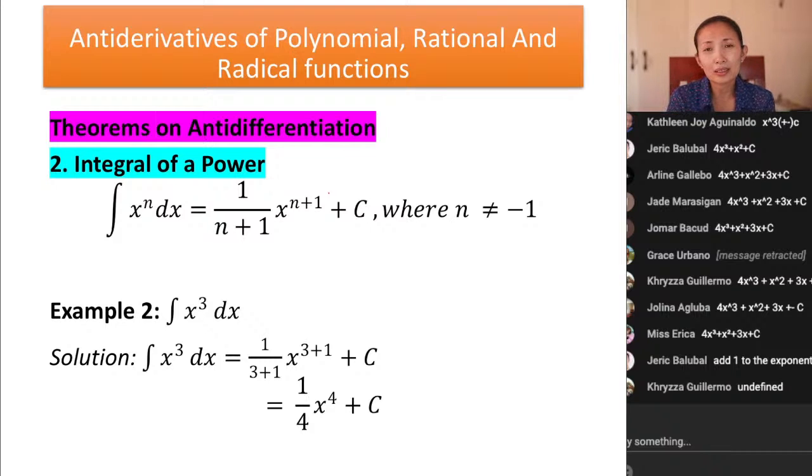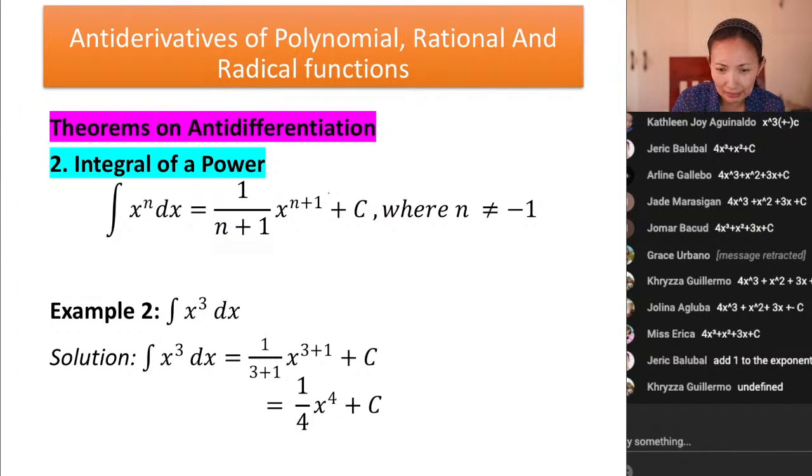But when n is negative 1, what rule shall we make use of? That we will look into later. Recall your laws of derivatives of logarithms, particularly ln, the natural logarithm of u. So otherwise, it is x raised to exponent plus 1 over exponent plus 1.